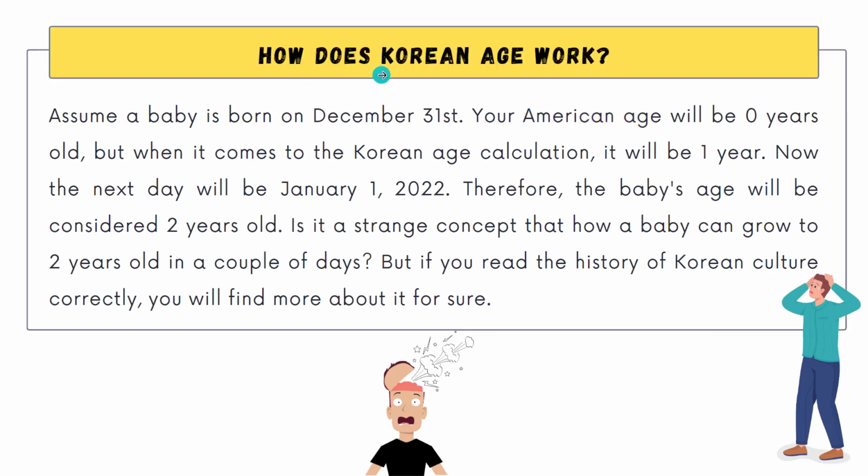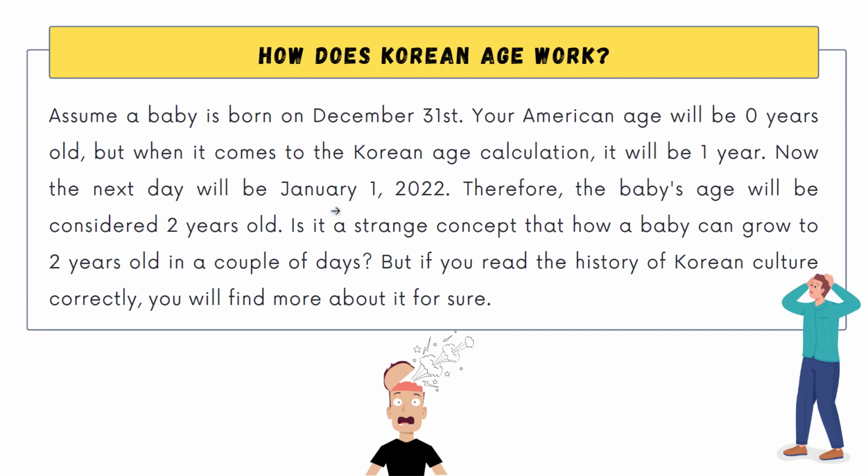So how does Korean age exactly work? Just assume there's a baby which is born on December 31st. And the American age will be 0 years, right? When the baby is just born, you're not going to calculate the age of the baby. So we'll just take 0 years for now. But when it comes to Korea, we will give 1 year to that baby, because they are going to count those 9 months as well. So they are going to give an overall period of 1 year. And now the baby was born on December 31st. And now the next day will be January 1st.